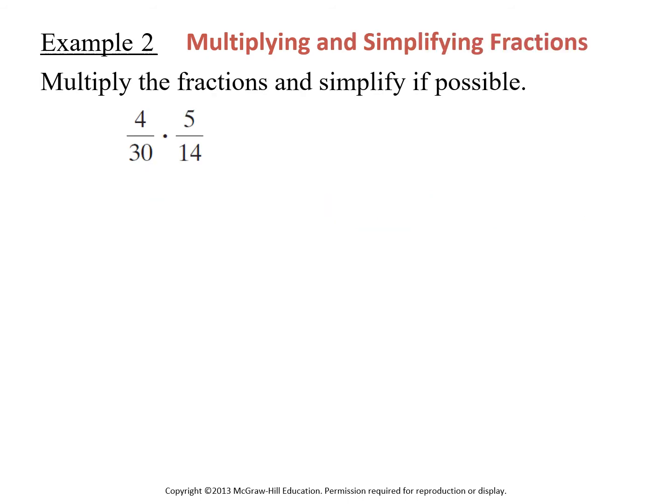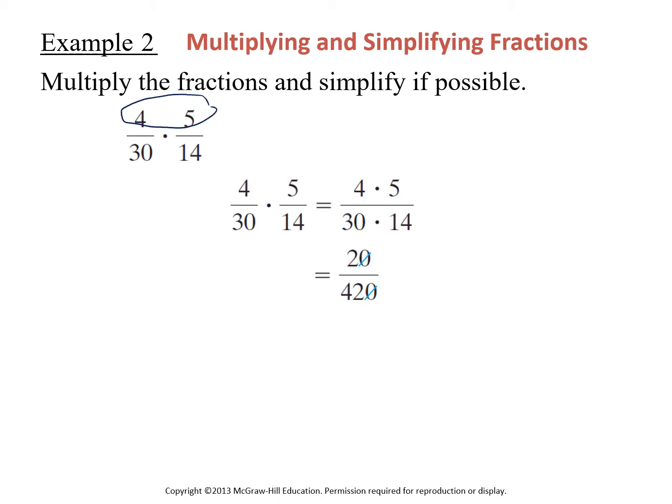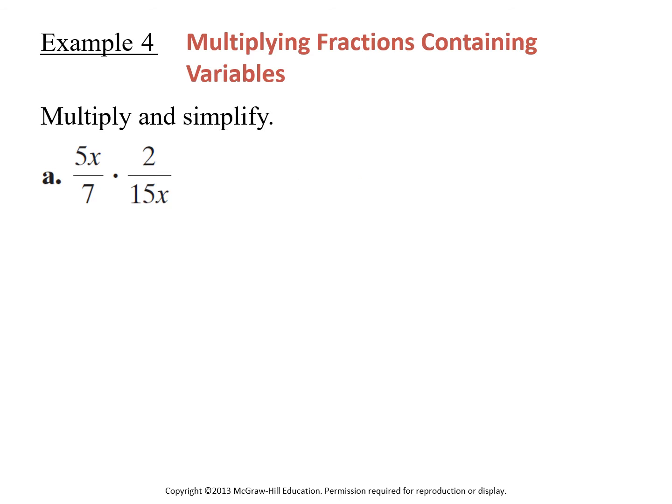Multiply these fractions, so we're going to go across the top and we have 20, and when we multiply across the bottom we have 420, and then we're going to use the skills we learned previously to reduce the fraction. We're dividing 10 from numerator and denominator, and then we're further dividing both numerator and denominator by 2 to get 1/21.